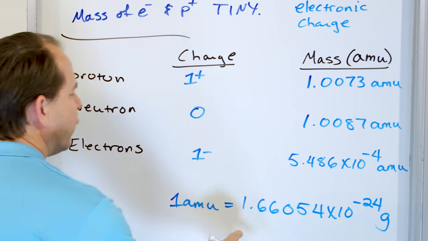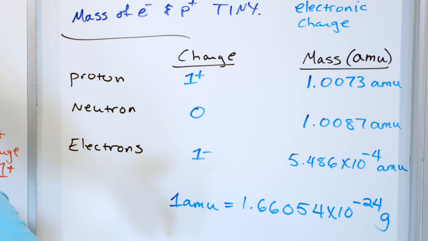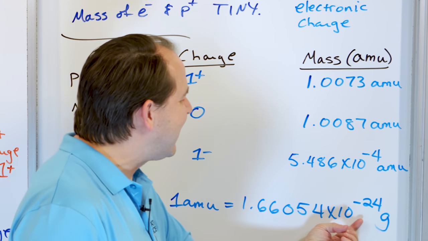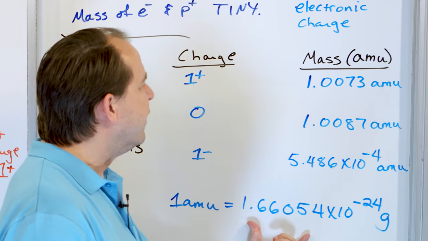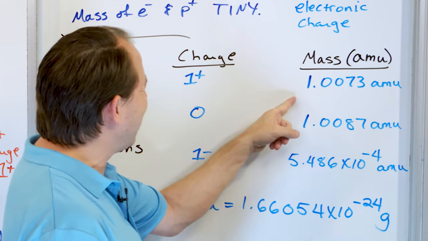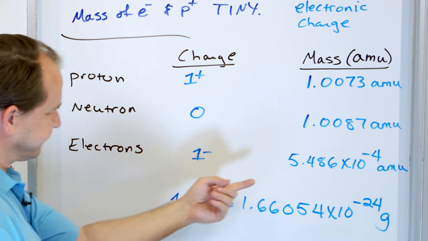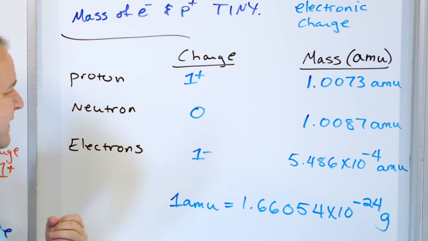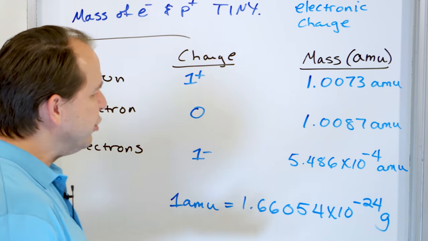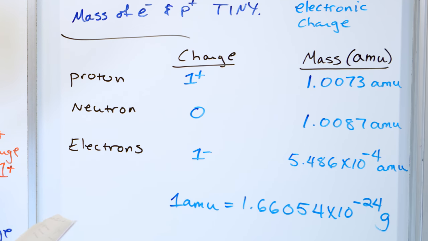And this is why we don't want to use the unit of grams when we're talking about the mass of individual protons or neutrons, because it's a tiny number and it has a lot of decimals here. So instead, we're just going to say, hey, this is roughly 1 AMU for the proton, roughly 1 AMU for the neutron. And the electron is way smaller than that. We can almost ignore its mass, usually, when we're talking about masses of items.